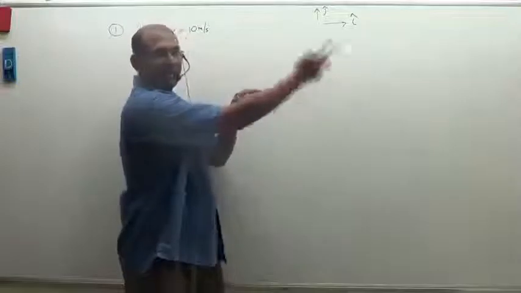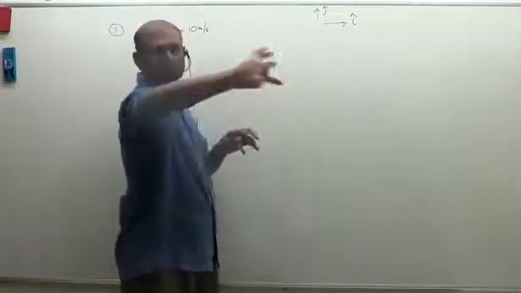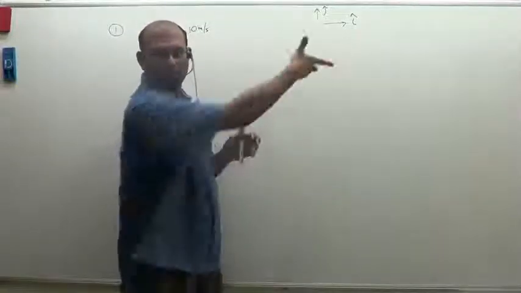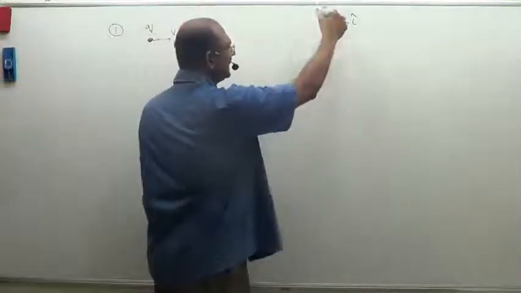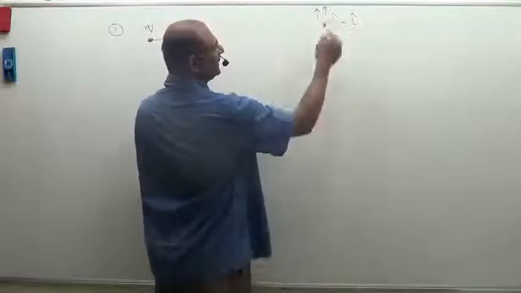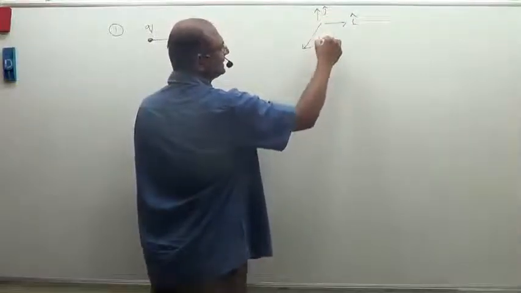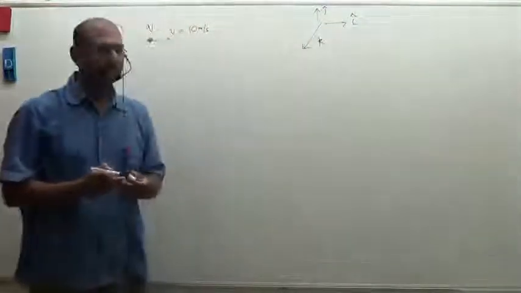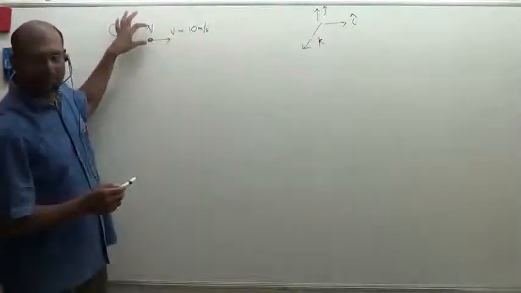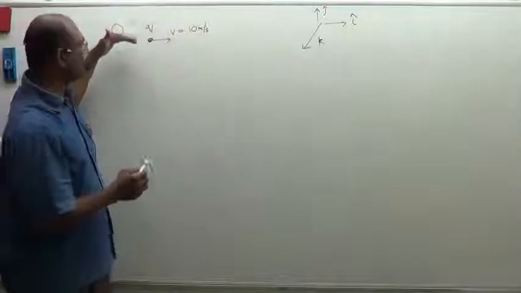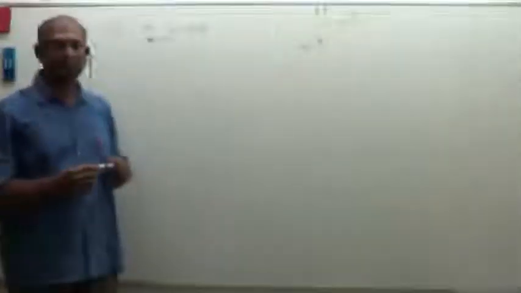Try I cross J. So obviously it is coming out, right? So that means this is the direction in which the K should be. So I will draw it like this and say this is K. That is the K vector. Okay.